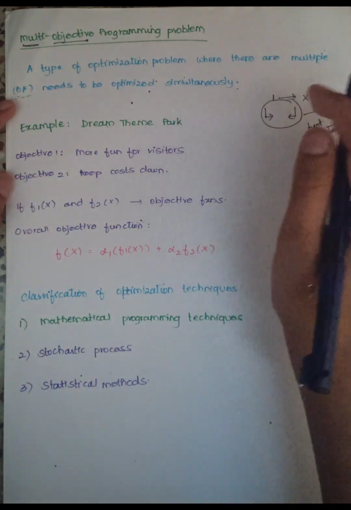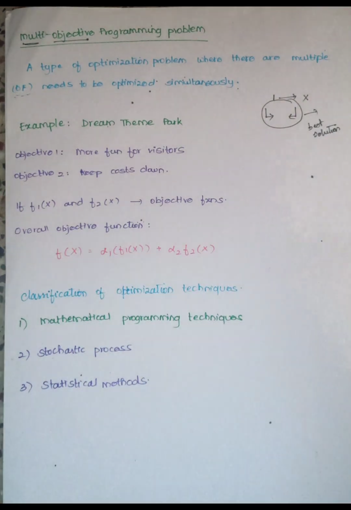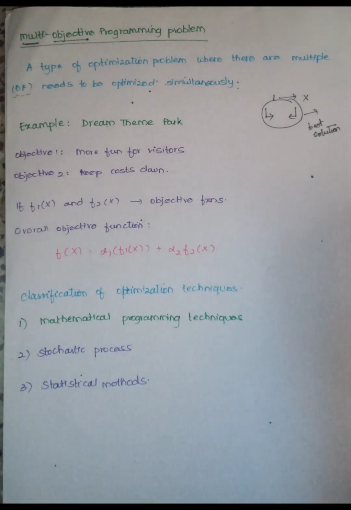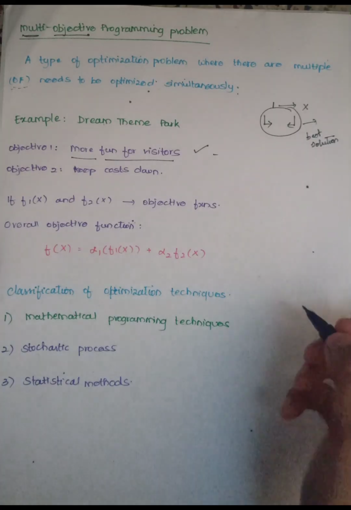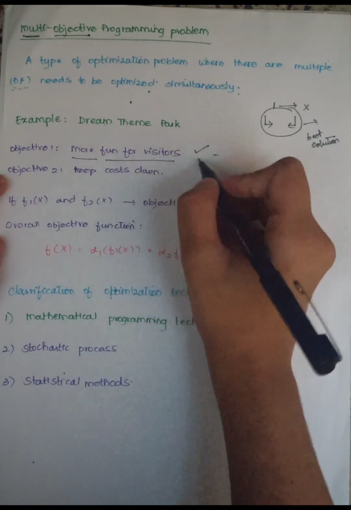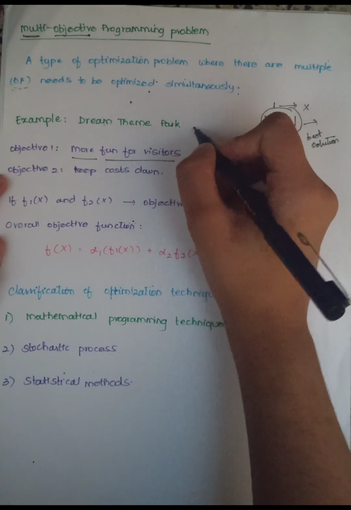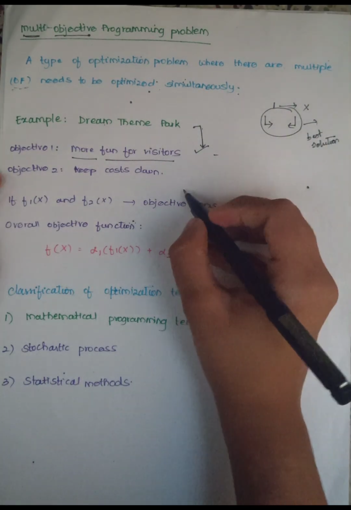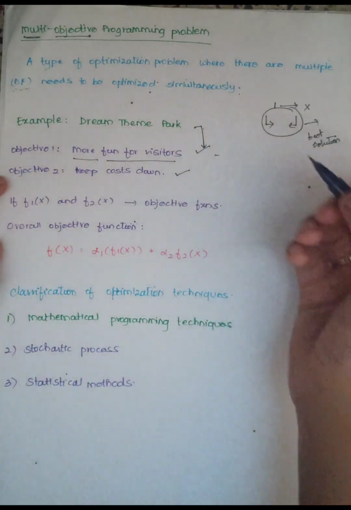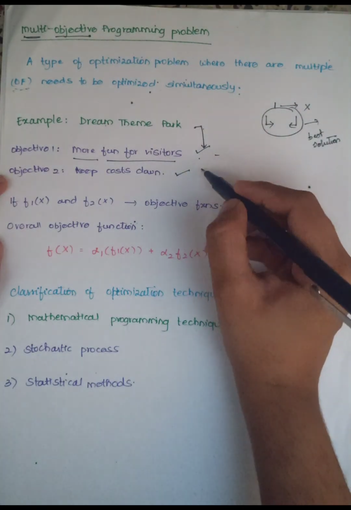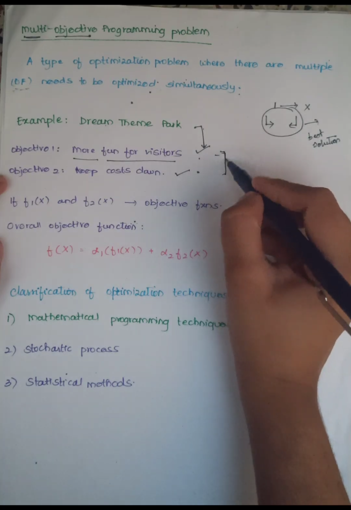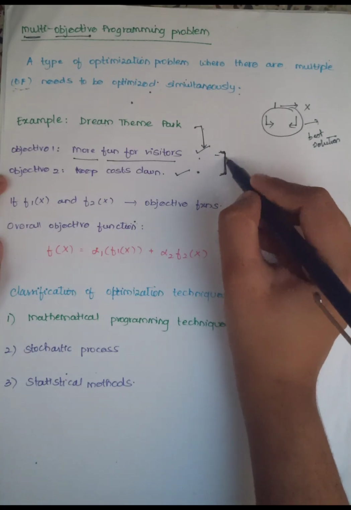So here is an example. It's a very simple example, as we all know. We want to construct a dream theme park, and we have two main objectives here. There can be more than two objectives in multi-objective programming. The first objective is that we need more fun for the visitors, because that would increase our revenue. The second objective is that we need to keep the costs down. Even though construction requires more fun for the visitors, we need to keep the costs down. So we have to optimize both in order to find the best solution.